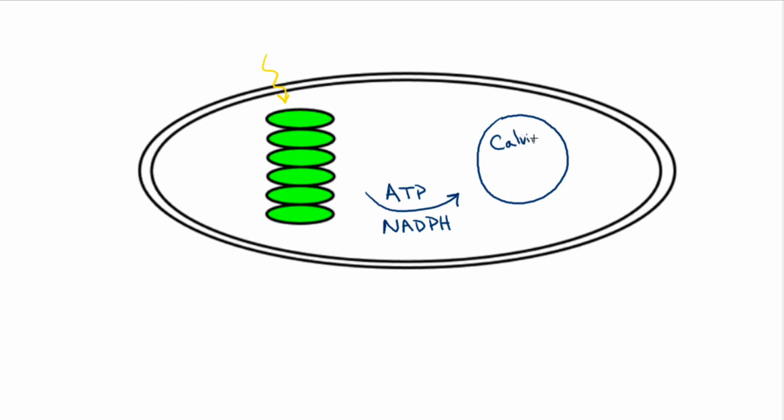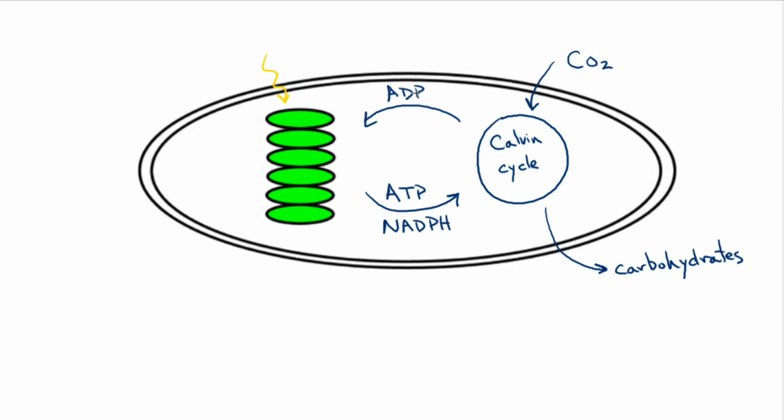The light reactions take place at the thylakoids, and the Calvin cycle takes place in the stroma. Using the energy from ATP and NADPH, the Calvin cycle is going to convert carbon dioxide that comes in from the air into carbohydrates. And the Calvin cycle, in using the ATP and NADPH, will also create ADP, the spent form of ATP, and NADP+, the oxidized form of NADPH, that will then return to the thylakoids for use in the light reactions.